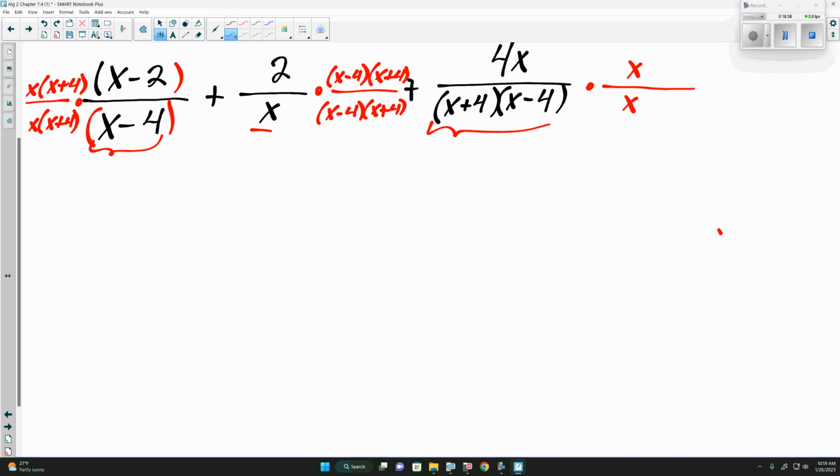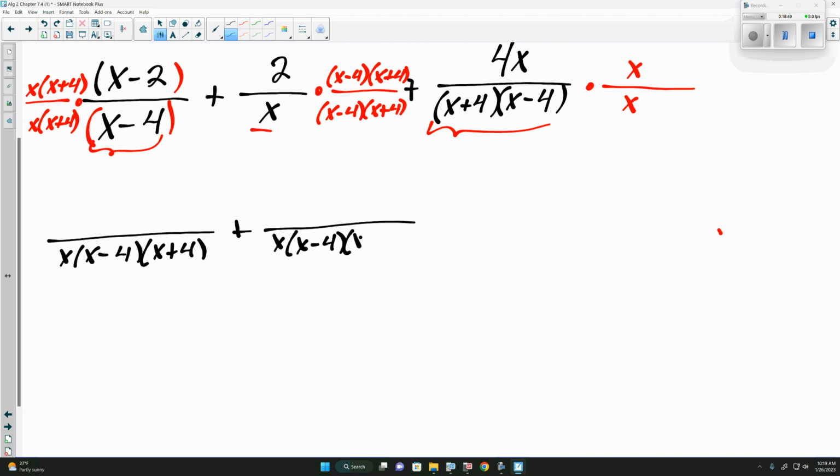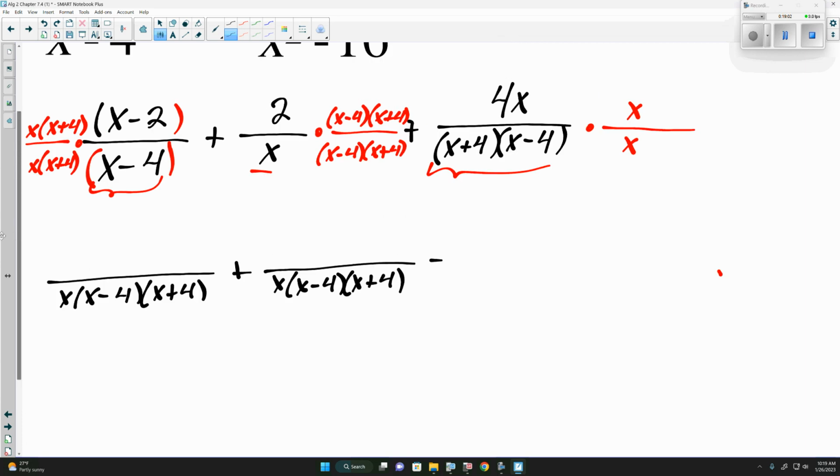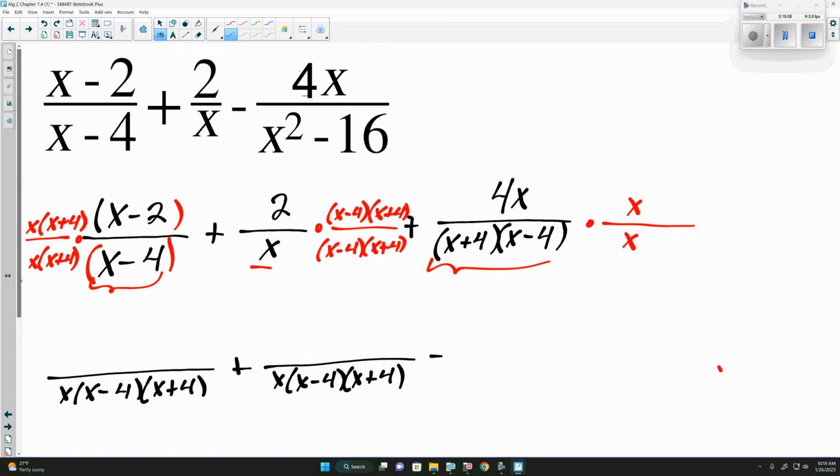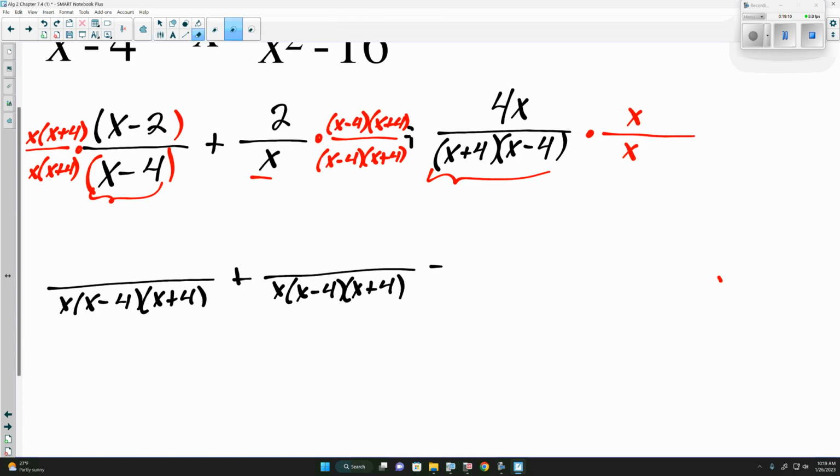Now, x times x minus 4 times x plus 4 plus x times x minus 4 times x plus 4 minus, because I'm just making sure. Yep. This is supposed to be that. Because it's plus and then minus for this last one.